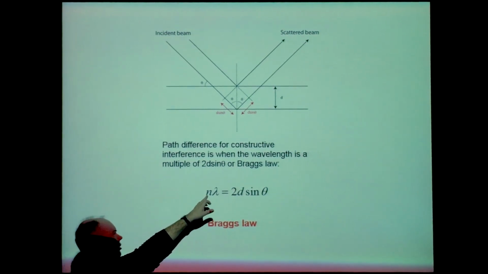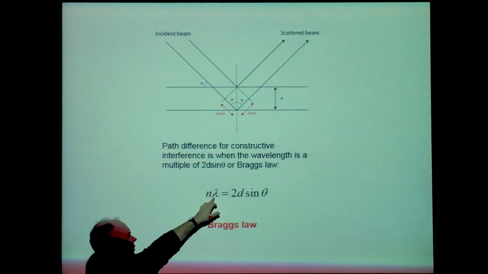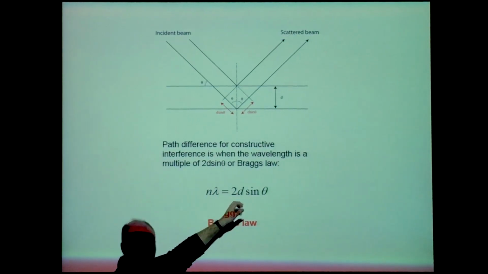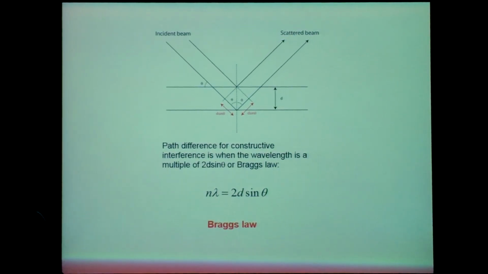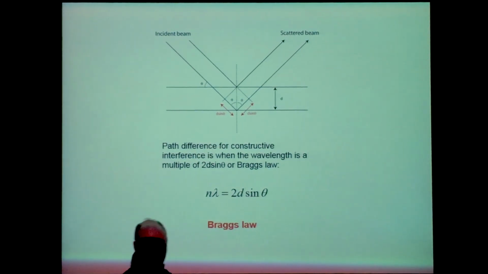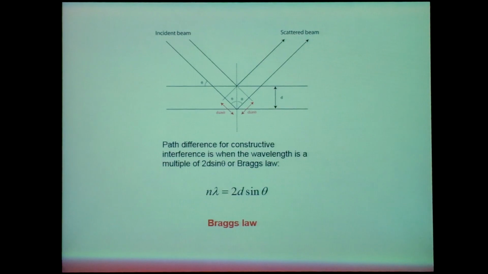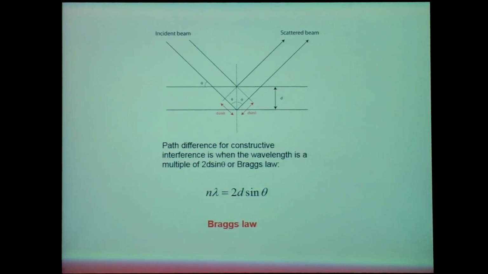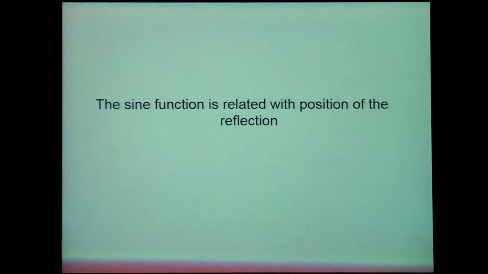Diffraction occurs where an integer times the wavelength is equal to 2d, where d is the d-spacing in the crystal, or the d-spacing in the particular reflection, times the sine of the angle of the reflection. So the only time you get a reflection is when n lambda equals 2d sine theta. That's Bragg's law. Now, the sine function is related to the position of the reflection.